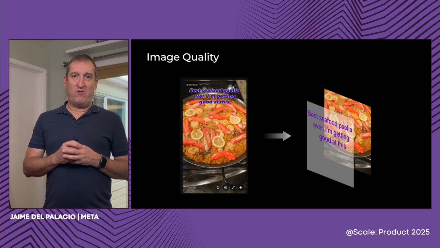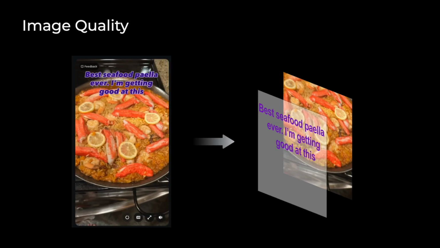Another big problem for quality was text. IG posts have a lot of text. Posts tend to have stickers, they have text that is not part of the physical image. And this presents a big problem for depth estimation models. The model thinks that the text is part of the image and makes it follow the contour of the physical object, giving a very unrealistic result.